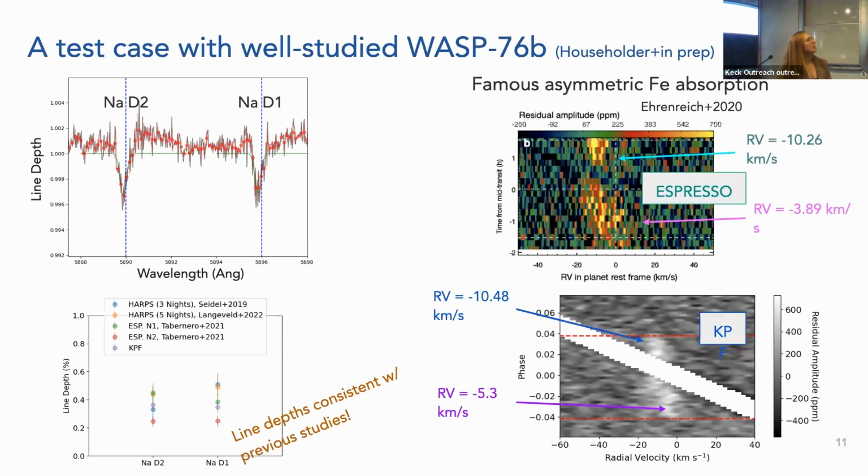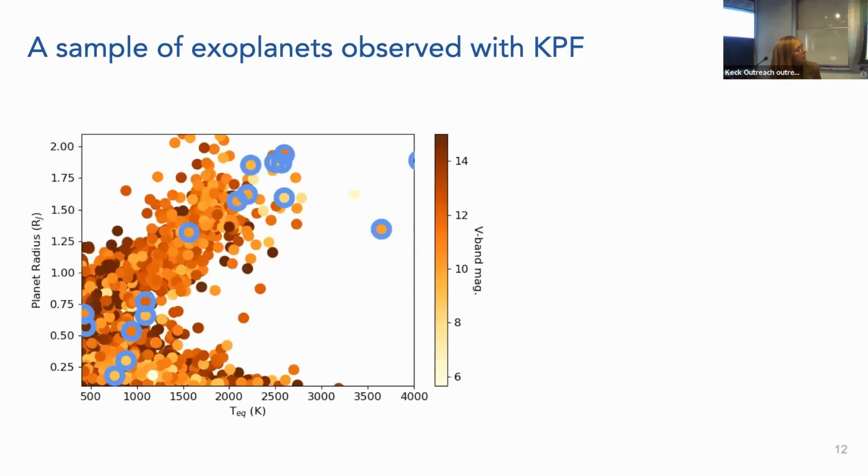WASP-76 also has this very famous asymmetric iron absorption signature that was first seen in ESPRESSO by David Ehrenreich in 2020. And so you can see at the end of the transit, we have a blue shifting of the planetary absorption lines, and at the beginning of the transit, not as much blue shifting. And this is potentially due to iron condensation across the surface of the planet. But we also resolve this same asymmetric signal of less blue shifting at the beginning and more blue shifting at the end.